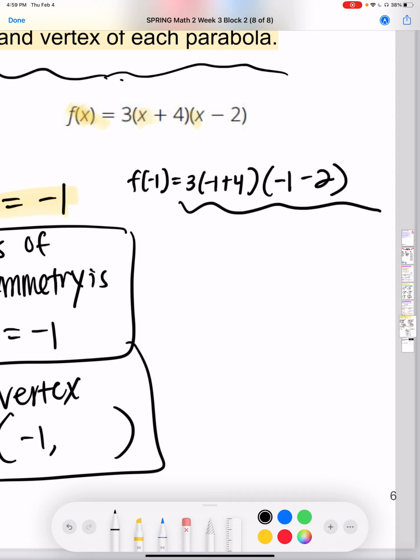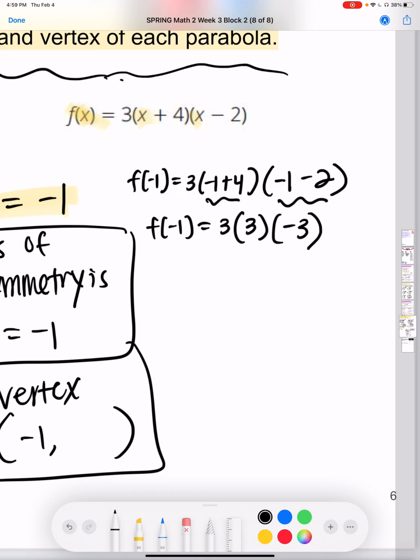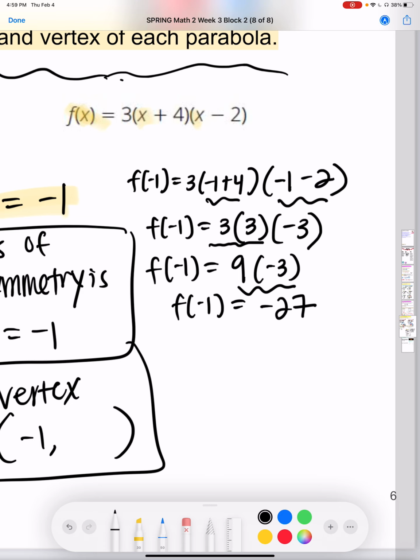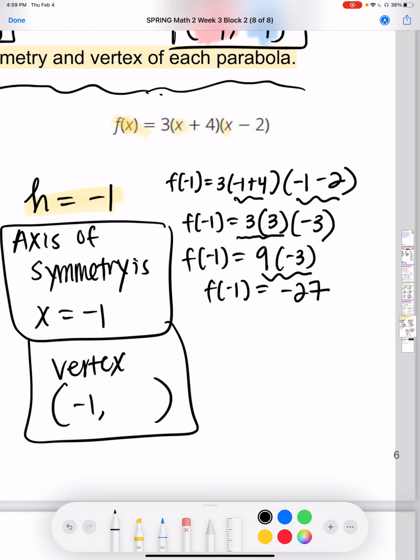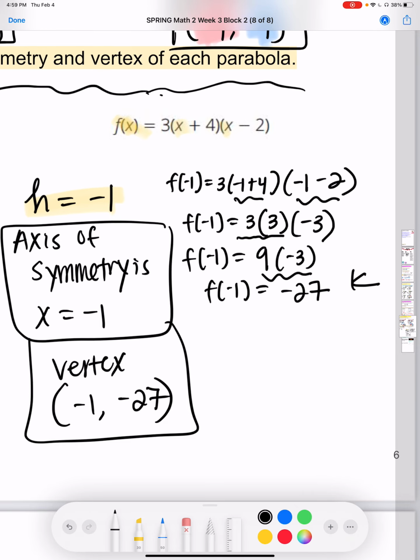All right, so I want to figure out what's happening on the right-hand side. So I'm going to take care of the insides of the parentheses first. Remember, follow your order of operations. f of -1 equals, leave that 3 outside. In my first set of parentheses, -1 plus 4 is 3. In my second set, -1 minus 2 is -3. Now you're going to multiply these together. f of -1 equals 3 times 3 is 9. Bring down your -3. 9 times -3 is -27. That's my k coordinate. Okay, so my answer for my vertex is -1 comma -27.